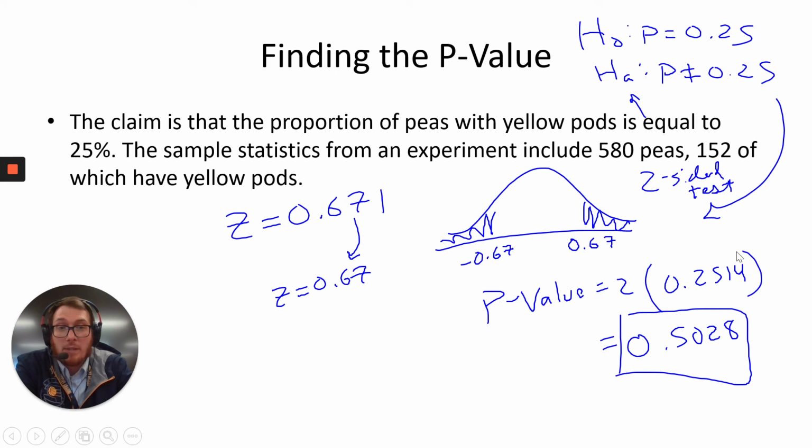So I found negative 0.67, found the four-digit probability area under the curve, and then just doubled it because I know I have twice as much. Anytime you're using the z-score formula, you have to double that p-value, okay, if it's a two-sided test. Make sure you're able to find that in your z-score table, and don't forget to double it because it's a two-sided test instead of a one-sided test.